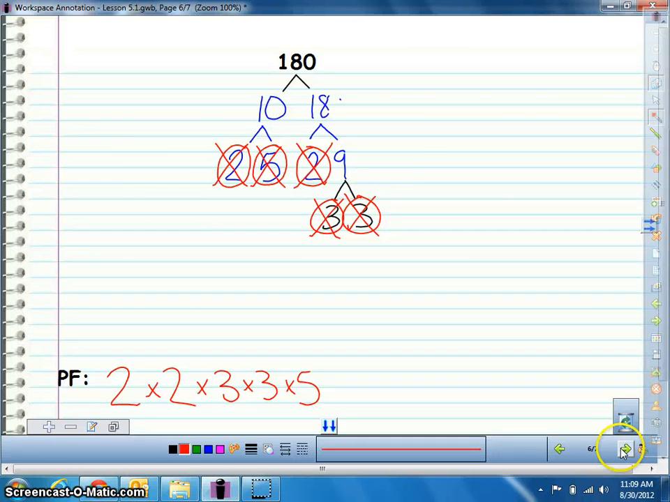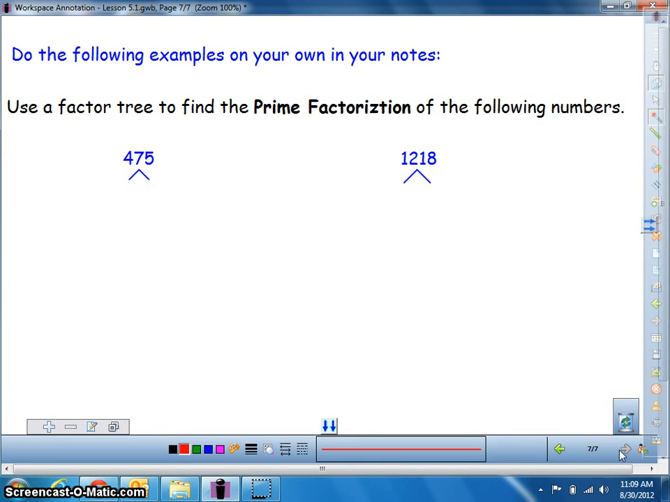Now here are 2 that I would like you to do on your own. Put them in your notes. You're using factor trees to find the prime factorization of these numbers, 475, and then do it again for 1,218. See you tomorrow.